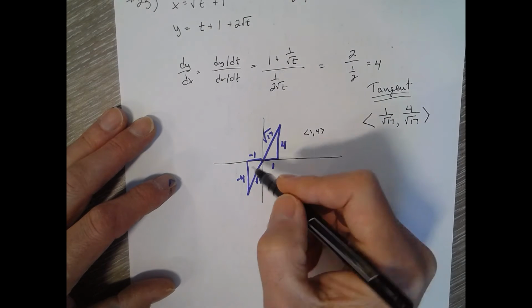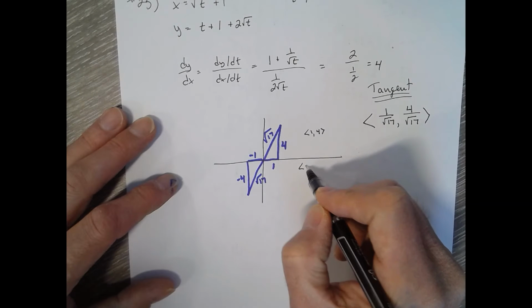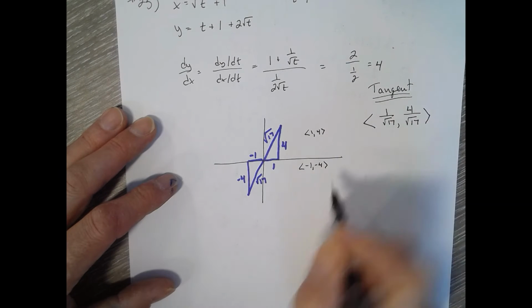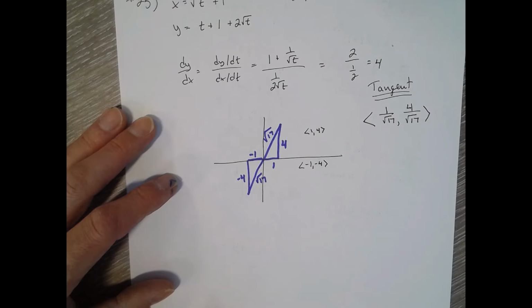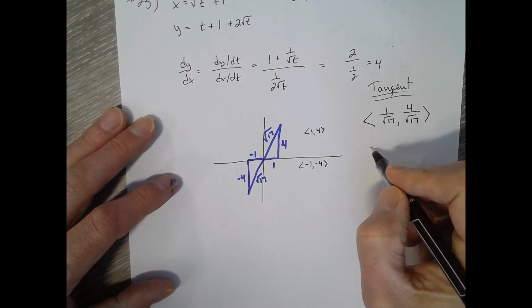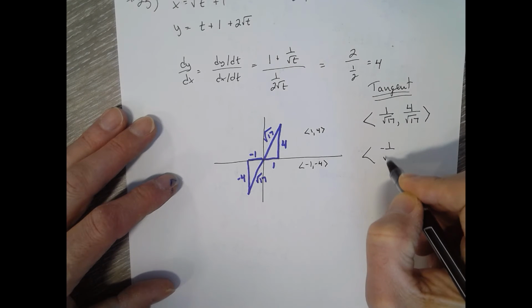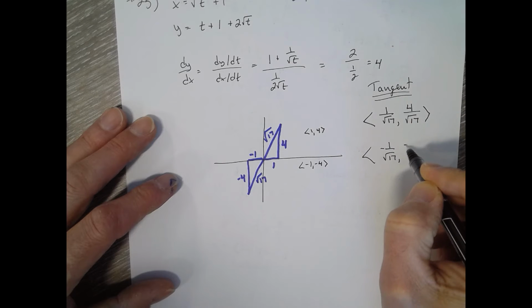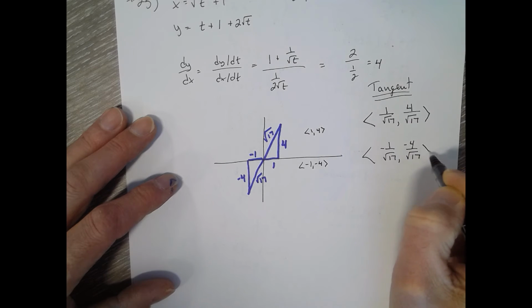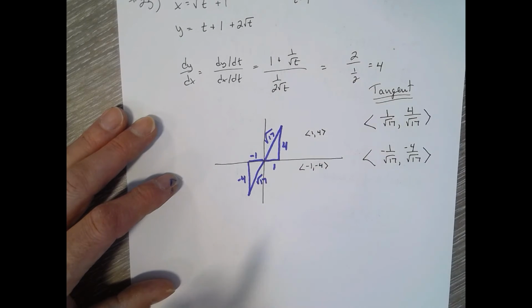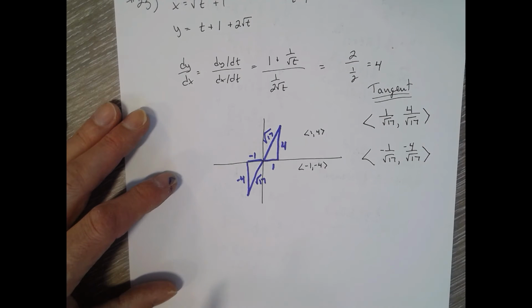The other one right here would be -1, -4, and if we were going to make a unit vector, we just divide by the magnitude. So that also is tangent at the point, just going the opposite direction.